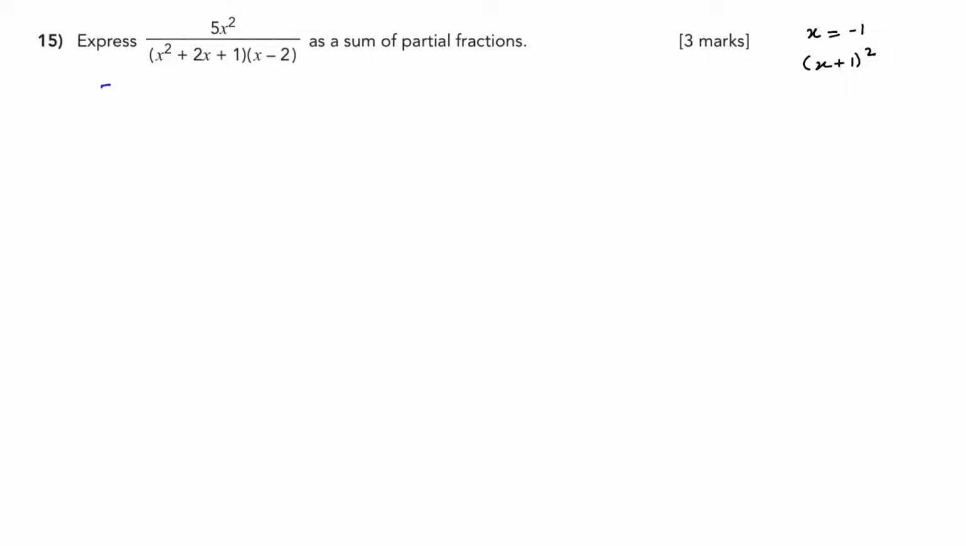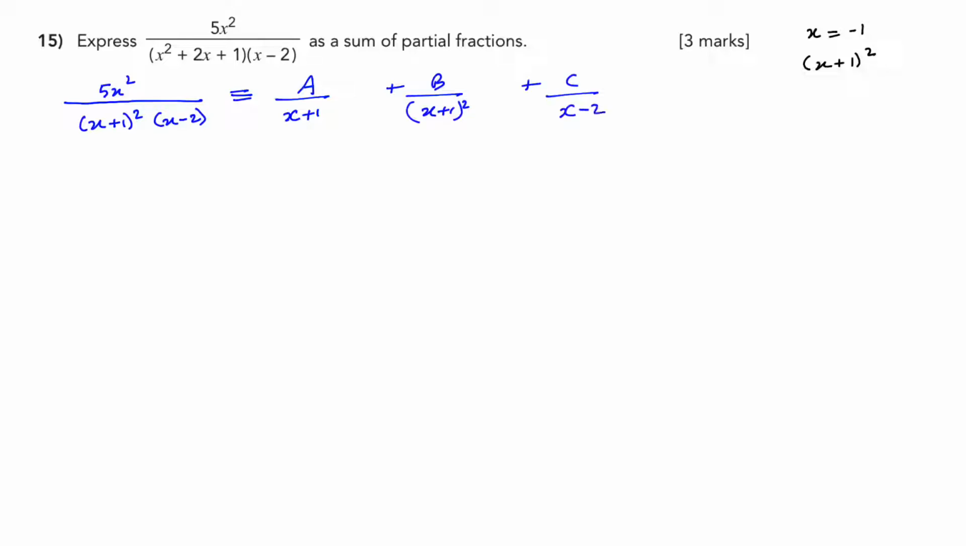Now rewrite the question by the factor we found, x plus 1 square and x minus 2. You can see this is a repeated linear factor case. So you will have A over x plus 1, B over x plus 1 square, and C over x minus 2. Always open your factors like that. Write it in a pencil. I'll show you why in the next step.